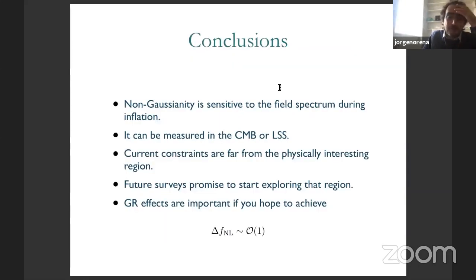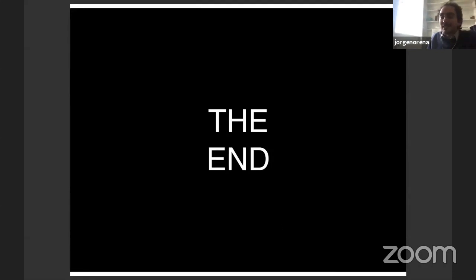So to conclude, to summarize, non-Gaussianity is sensitive to the field spectrum during inflation. It can be measured in the CMB or LSS. Measurements are underway. Current constraints are still far from the physically interesting region, but future surveys promise to start exploring that region. And finally, just because it's the thing I'm working on recently, GR effects are important if we hope to achieve a precision of FNL of order 1. So that's the end. Thanks for listening.